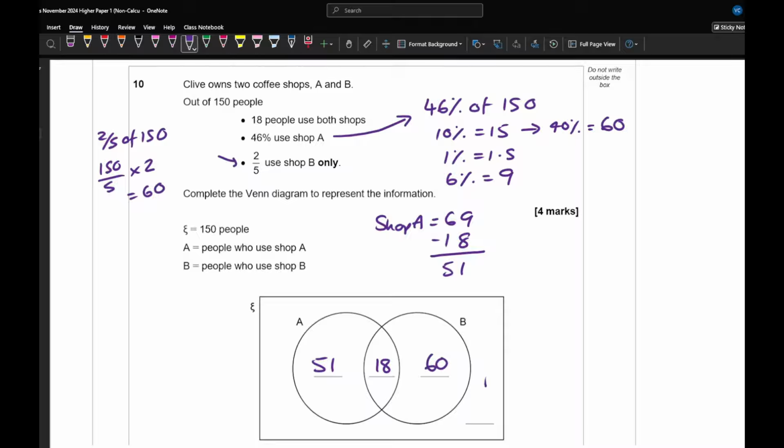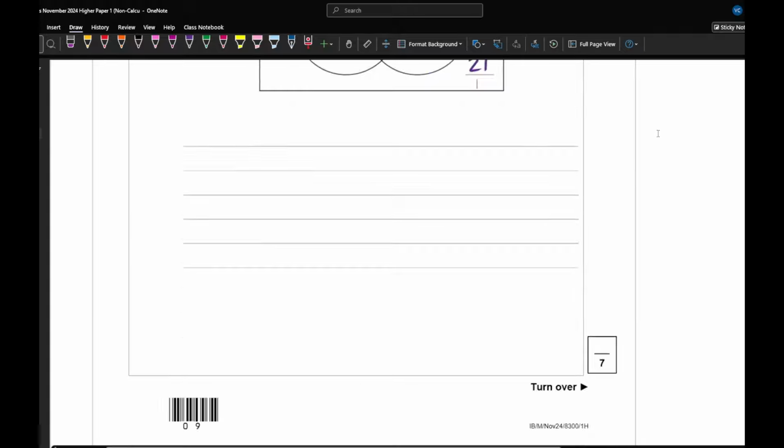Then to work out the bit that's left, all I then need to do is just do 150 minus 51 minus 18 minus 60, and that gives me an answer of 21. And there is my completed Venn diagram.